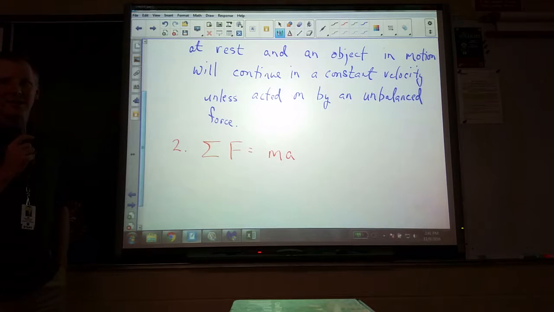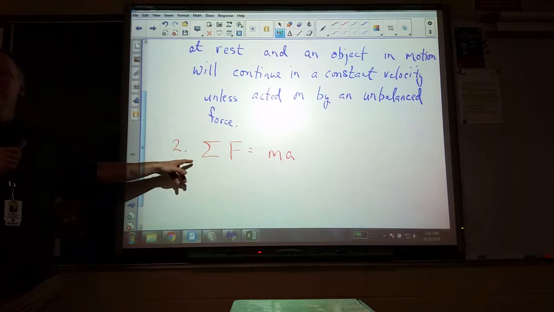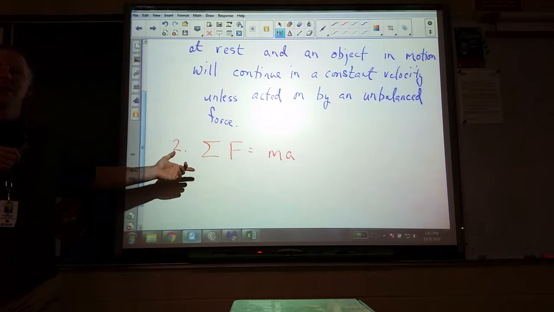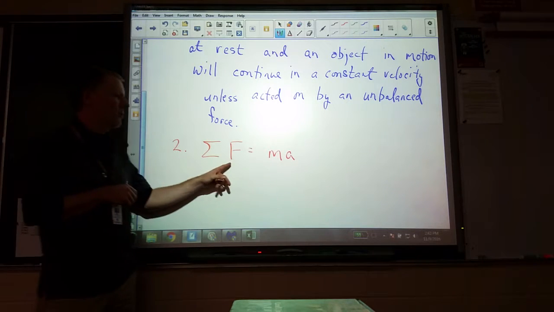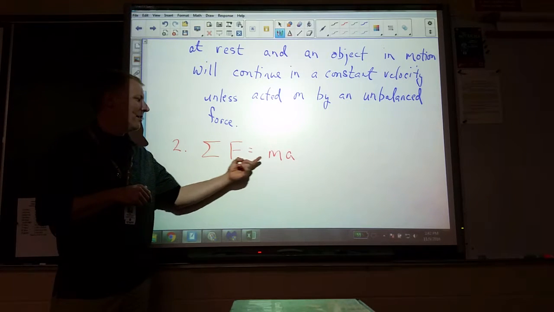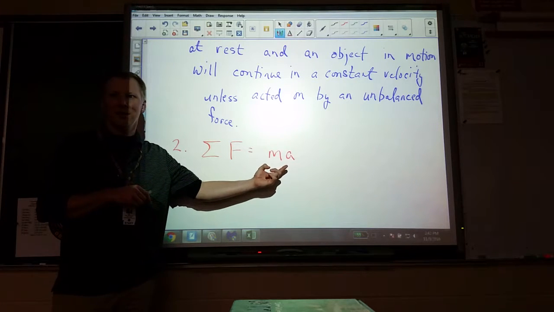Greek letter sigma, the capital S sound. This means sum. It's a Greek letter S, and it means sum. S-U-M. So it's the total forces acting on something are equal to the product of that object's mass and its acceleration.